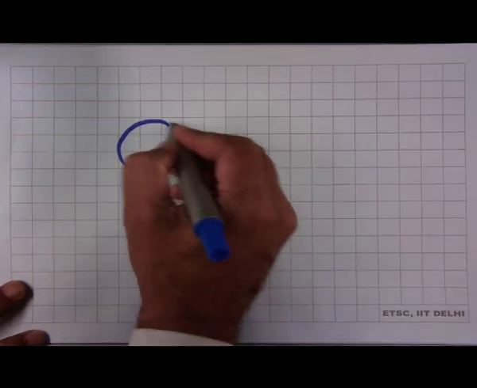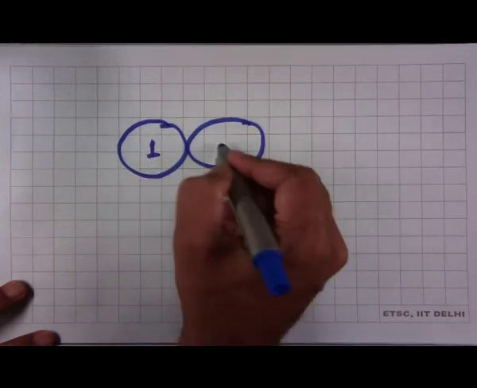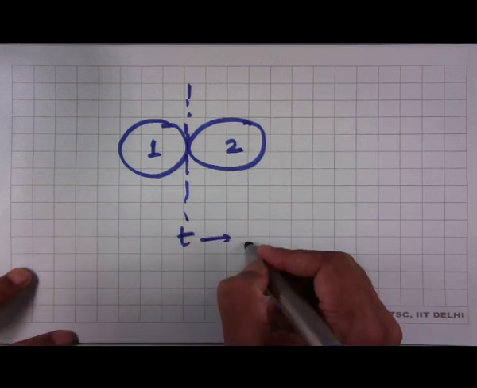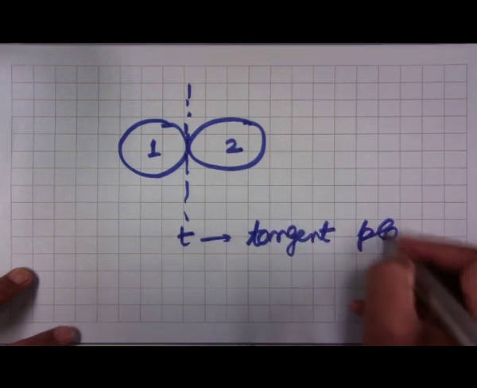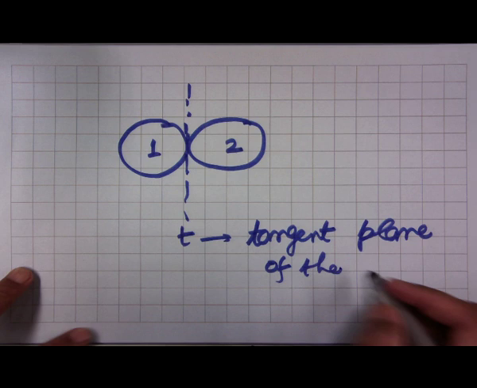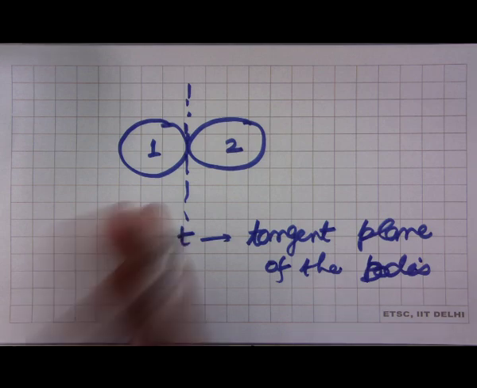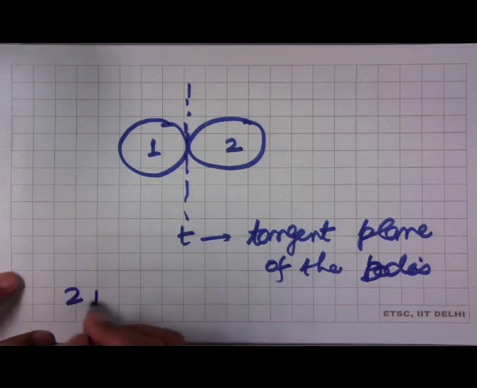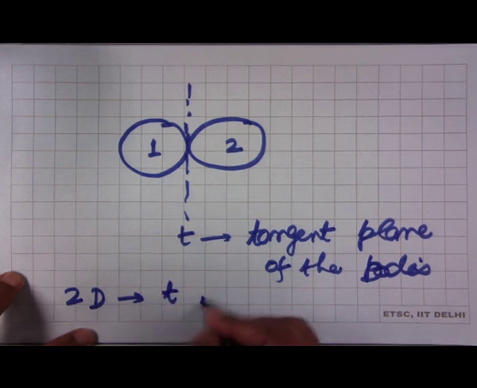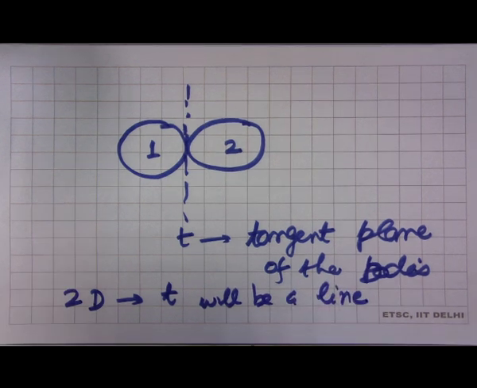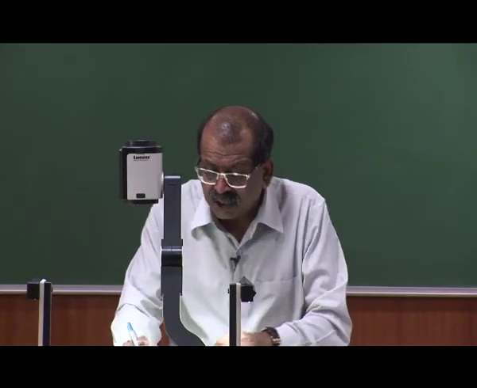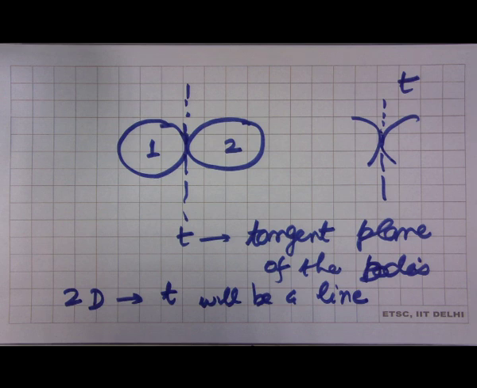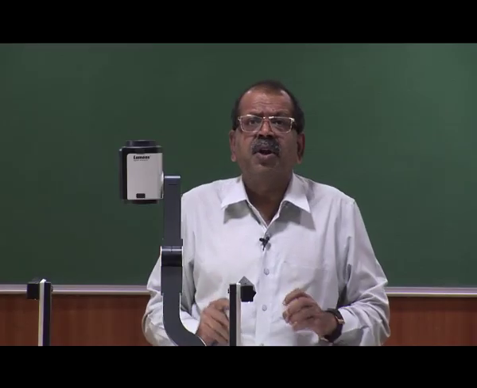We are drawing body 1 and body 2 at their time of collision. So, clearly, T is the tangent plane of the bodies. When the bodies are touching each other, the tangent to these two bodies is what we refer to as T. In two dimensional analysis, this T will be a line. If it is 3D analysis, then T will be a plane, but in two dimensional analysis we look at the two bodies which are touching each other and we draw a tangent to these bodies, and this is what we call the T direction. This should be very straightforward for each of you to get.